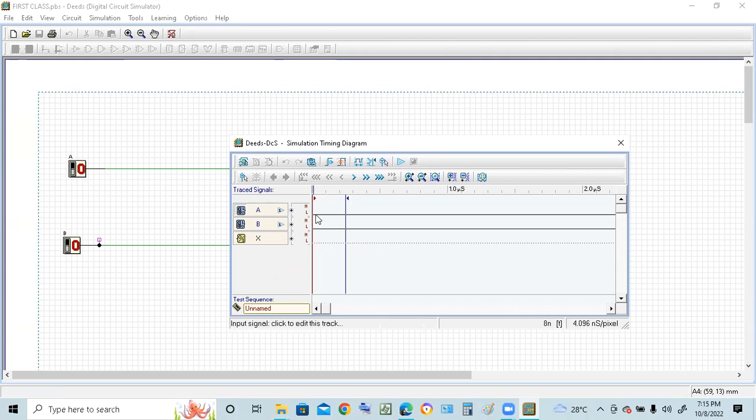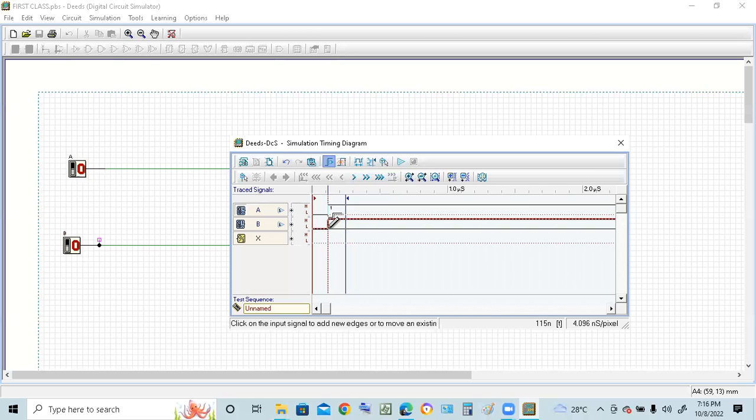So if we go right here, set up a timing diagram. When A is low and B is low, what's supposed to happen to X? Run it and see what happens to X. What's supposed to happen to the output if both A and B are low? It's supposed to be low. See it low? I generated the wave by clicking this and it will say it's low.